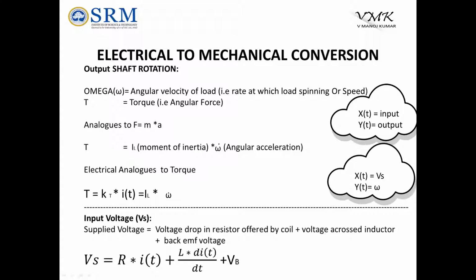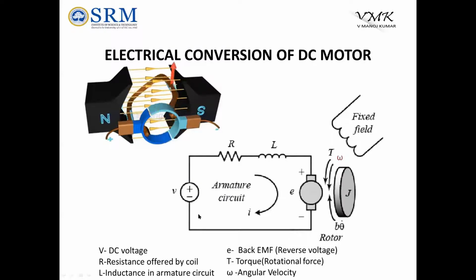Vs is equal to R into I of t plus L into dI of dt plus VB. This is taken from this equation. The voltage in the circuit is 5 volts. Whenever it comes to the R, it will reduce by some amount to 4 or 3 volts. When it passes through the inductor, again there will be a drop in voltage due to the rate of change of current. So it gives 3 volts to my motor.